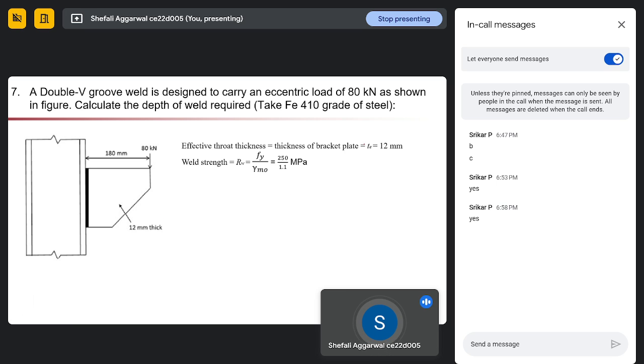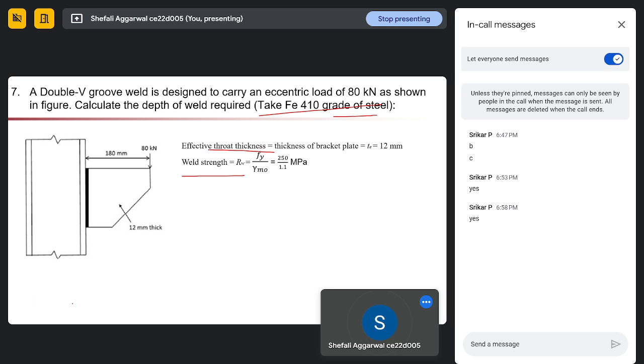What is given to us? First, we'll calculate the throat thickness. Same way, throat thickness will be same as the thickness of our plate, 12 mm. Then we will calculate our weld strength. Weld strength is given by Fy upon gamma m. Fy in this case is 250. This is for the weld, not for the steel. So for weld, Fy is 250 kilonewton.